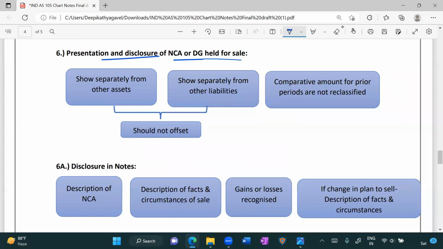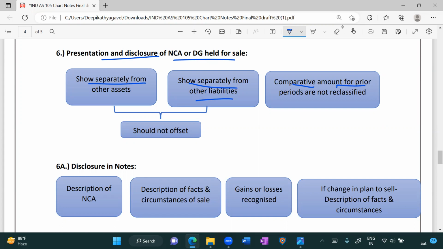Next comes the presentation and disclosure of non-current assets or disposal groups which are held for sale. First, you will show the assets and the liabilities of those disposal groups separately, but you should not offset the assets with the liabilities. That is very important, right? You cannot offset the assets with the liabilities. You need to show them separately. And you will obviously show the comparatives also, correct? When you show the comparative amount for prior period, it should not be reclassified. If, let's say, the prior period was under 16, it should remain at 16. Do not go and change it to 105 in that comparative.